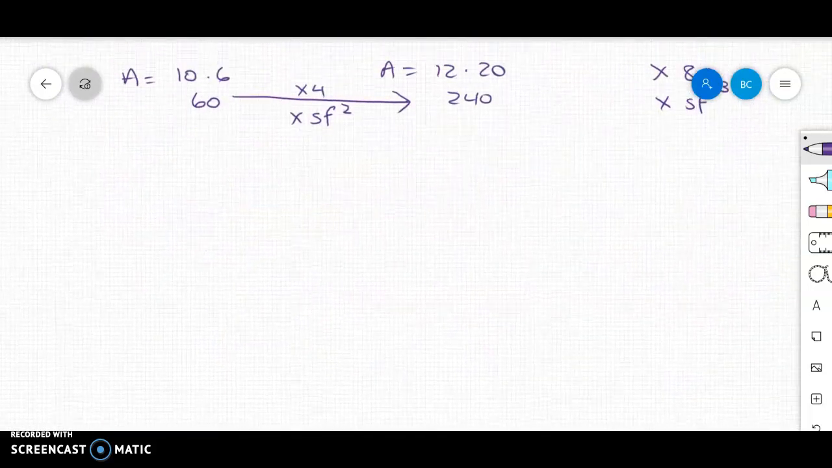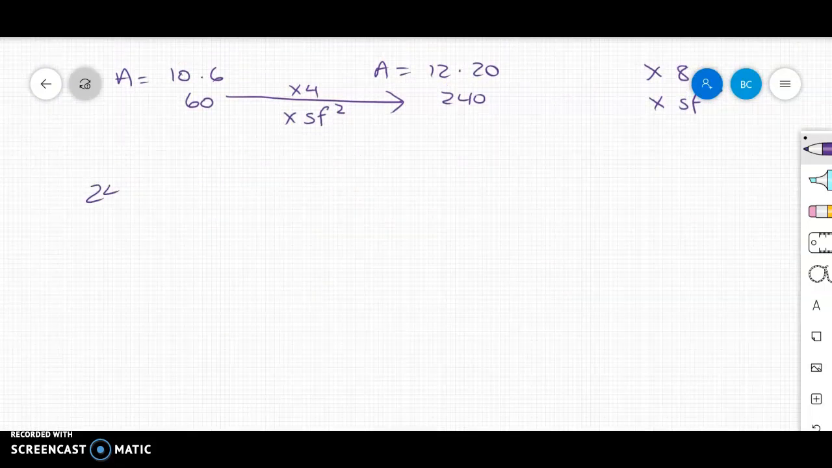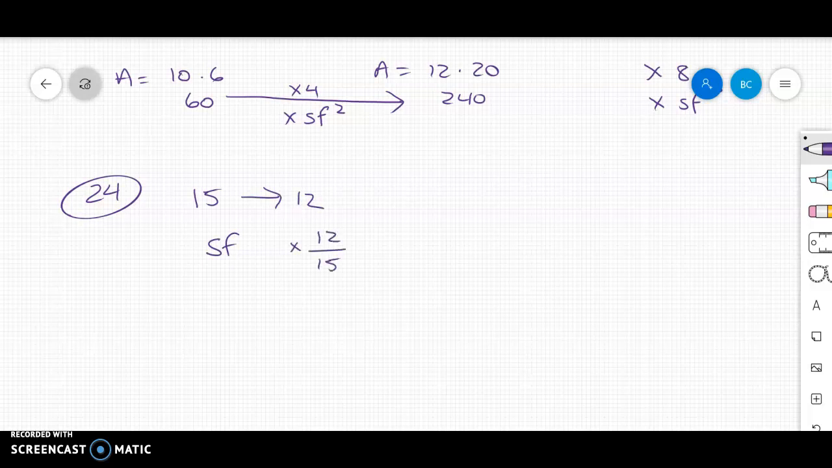So then let's look at problem number 24 with the same idea, except 24 is about the surface area. So the first thing that I want to do is find the scale factor. I know the height of both of those figures, so I'm going from 15 to 12. So my scale factor is going to be times 12/15. And I just always remember that, because if I'm going from the larger one to the smaller one, I have to multiply times a number less than 1. So it's going to be times 12/15, which is equal to 4/5.